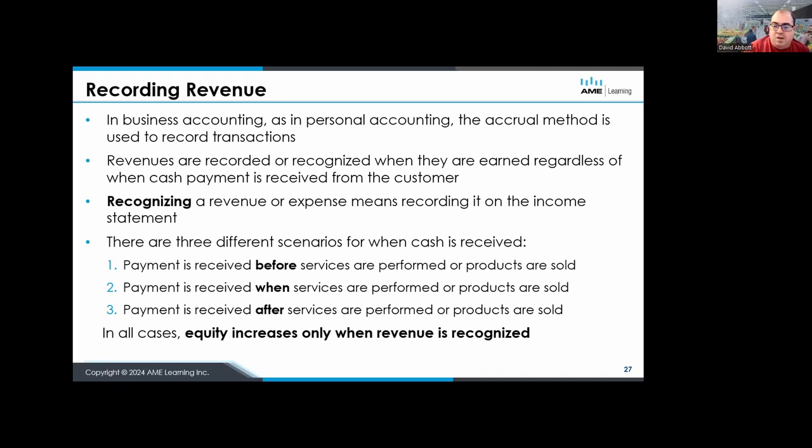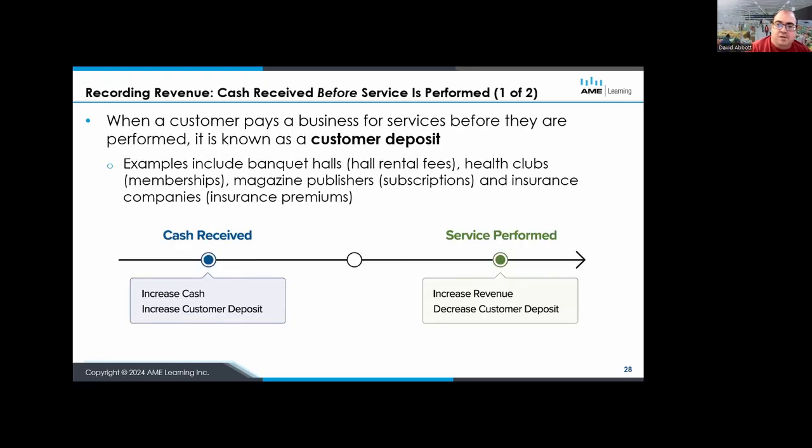There are three different scenarios for which cash is received. Either the payment is received before the service is performed or the products are sold, or the payment is received at the same time that the service is being performed or the products are being sold, or payment is received after the services are performed and the product is sold. In all cases, equity is going to increase only when the revenue is recognized. And so we'll look at this in the case of when cash is received before the service is performed.